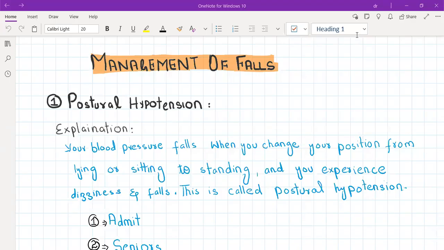Hello everyone. So today we are going to discuss management of different causes of falls. So here the first one that we have is postural hypotension.